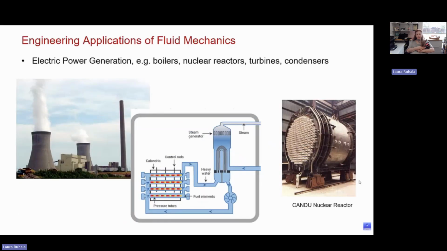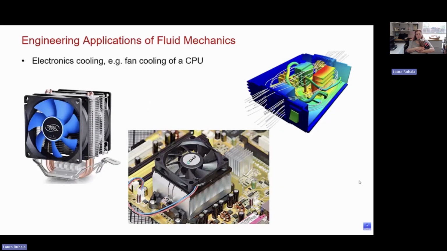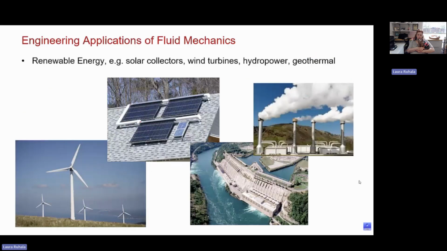Fluid mechanics is also central to the design of electric power systems. Here we're talking about coal power plants, natural gas power plants, and nuclear reactors. There is fluid flow in boilers, in condensers, and in the nuclear reactors themselves. A common everyday application is the electronic cooling of the computer that you're watching this presentation on at the moment. This is usually done with a fan blowing air over a heatsink of some sort. And nowadays, this can be analyzed using a technique called computational fluid dynamics, which I'll talk about a bit in this course.